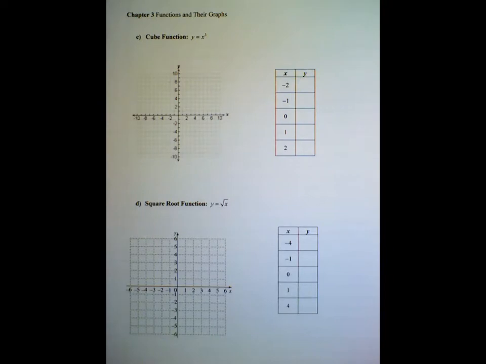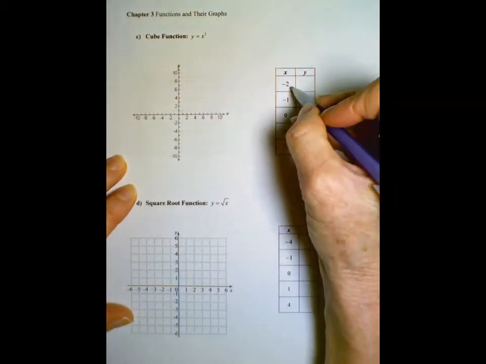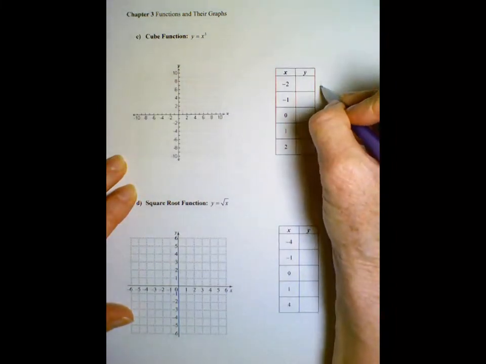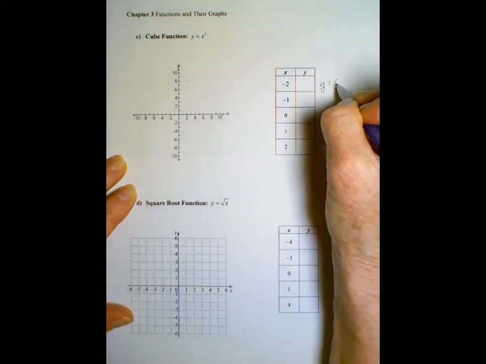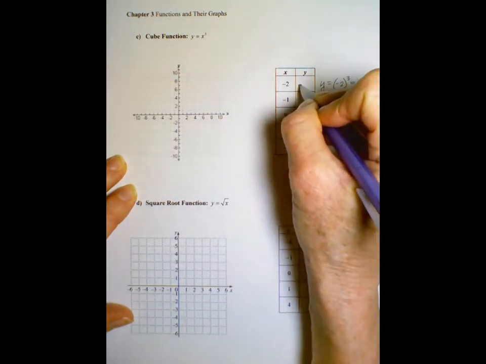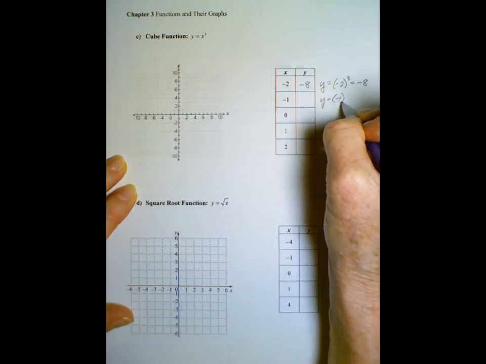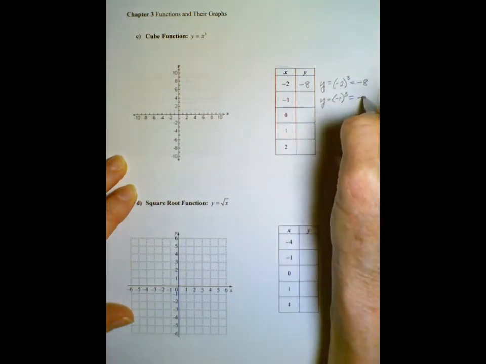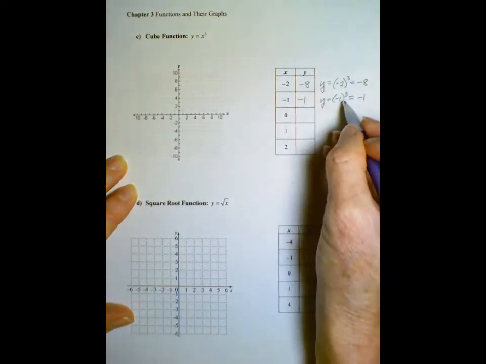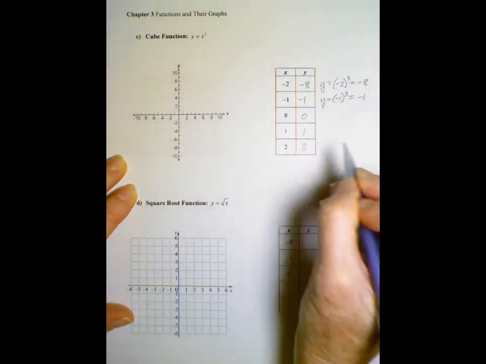Our next function in our library of functions from section 3.4 is the cube function. So we have some suggested points to plug in here for x. Let's calculate this one out. Y equals -2 cubed. We get -8, so when x is -2, y is -8. Y equals -1 cubed. So -1 gives us -1. Of course, 0 cubed would be 0, 1 cubed would be 1, 2 cubed would be 8.